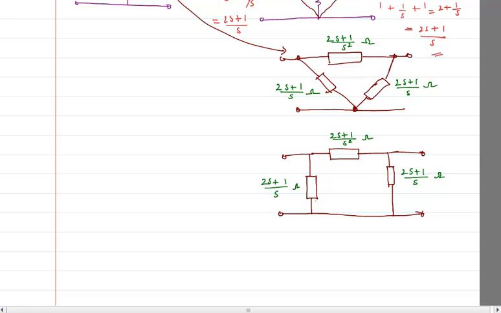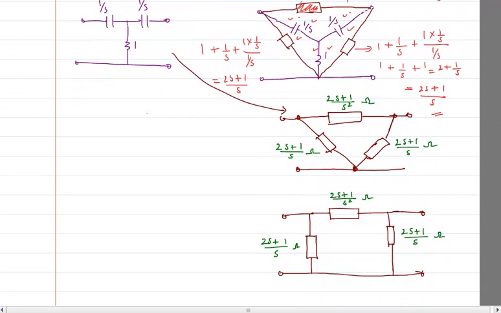Correct? So now, based on this, what have I done? I have converted a T network. So this was my T network, and this T network I have now converted to a pi network. You can all see the pi network. Why is it called a pi network? Because this looks like the letter pi. Correct? So I have converted this from a T type network to a pi network.